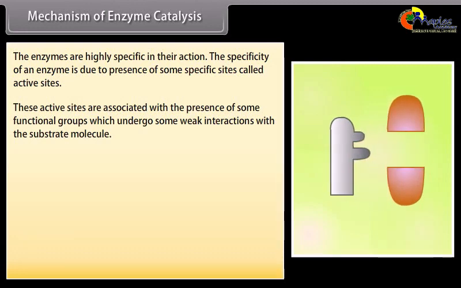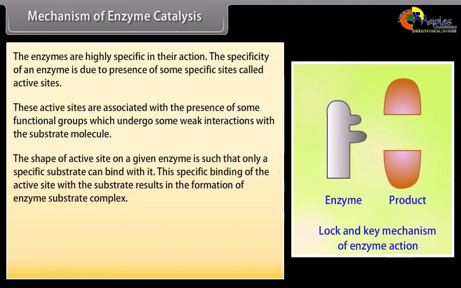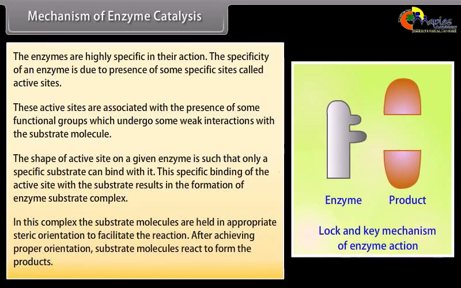molecule. The shape of the active site on a given enzyme is such that only a specific substrate can bind with it. This specific binding of the active site with the substrate results in the formation of enzyme-substrate complex. In this complex, the substrate molecules are held in appropriate steric orientation to facilitate the reaction. After achieving proper orientation, substrate molecules react to form the products.